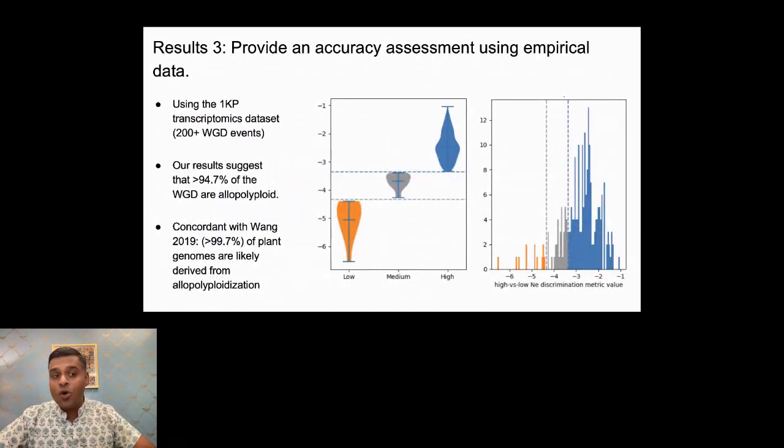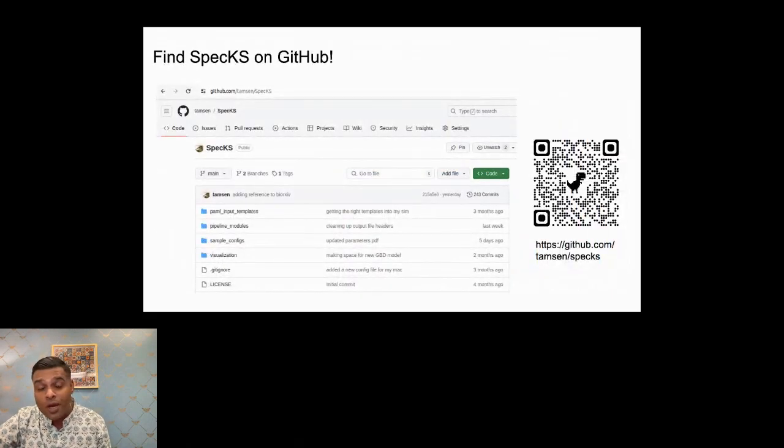And then we did this for over 200 whole genome duplication data sets from the 1KP, which is whole transcriptome data from across angiosperms. And we were able to accurately classify these as either containing auto or allopolyploid events. Which is really fun. I'm super stoked about this.